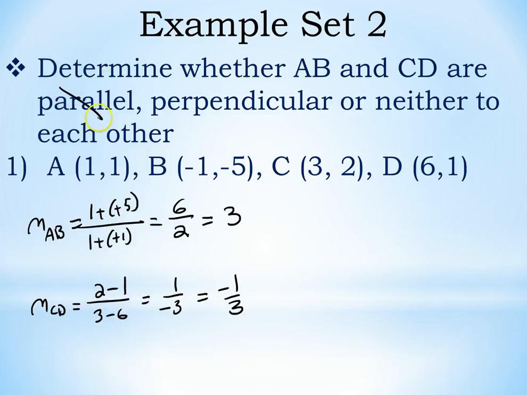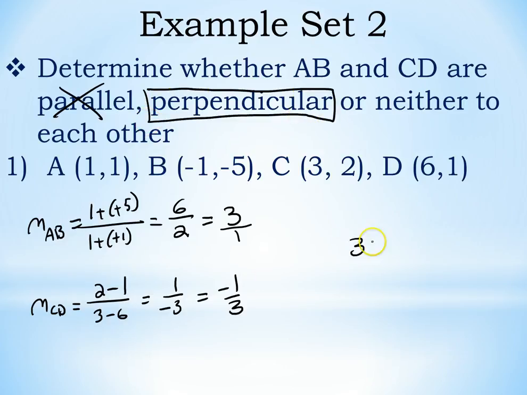So they're definitely not parallel, because they're not the same. Now perpendicular, are they negative reciprocals? Well, if I think of this as 3 over 1, if I flipped it, I get 1/3, and I change the sign to be negative. Yep, they are perpendicular to each other, because they're negative reciprocals. Also, if I do 3 times a negative 1/3, I get negative 1. That's another little check you can do to determine if you're not 100% sure whether they're perpendicular or not.